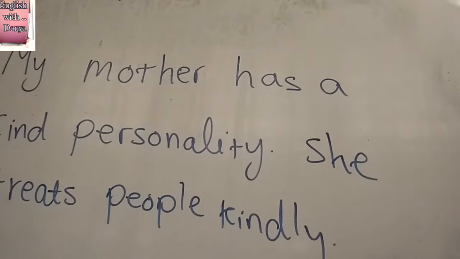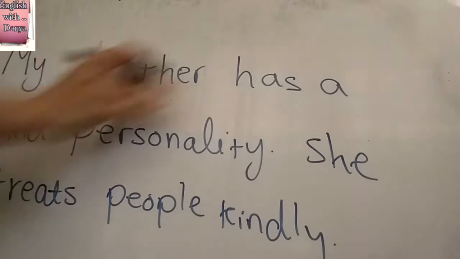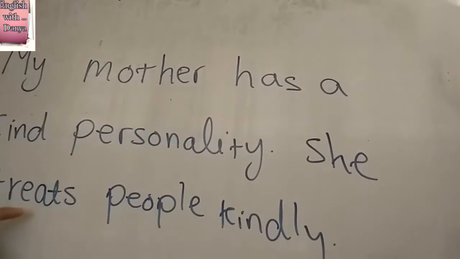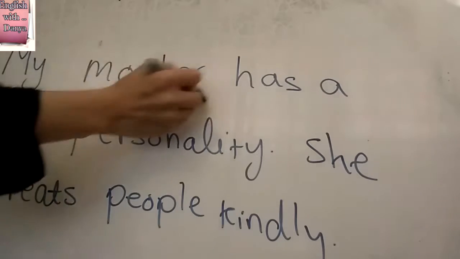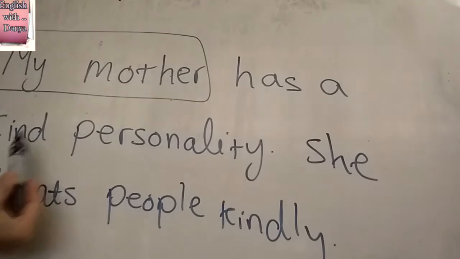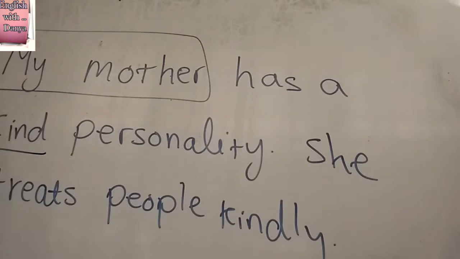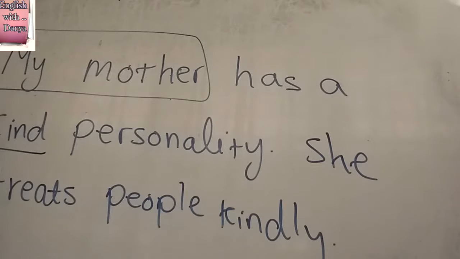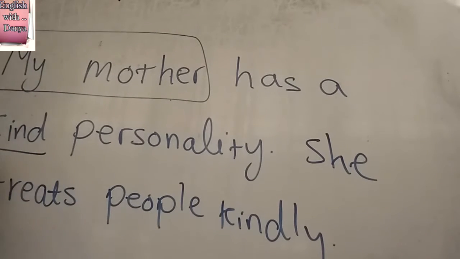Okay, let's look at this. My mother has a kind personality. This is one sentence. And then she treats people kindly. So who are we talking about? We are talking about my mother. What does she have? She has a kind personality. Kind means nice. All right? So in here, a kind personality. Kind here means nice, and with kind we are referring to my mother as being a kind person. So kind here is an adjective.